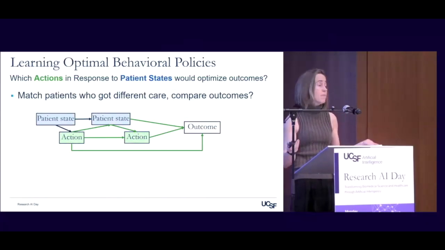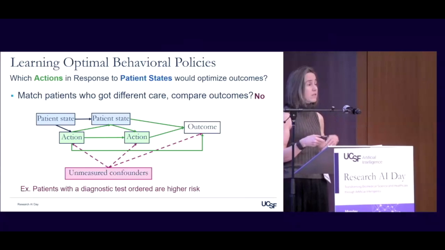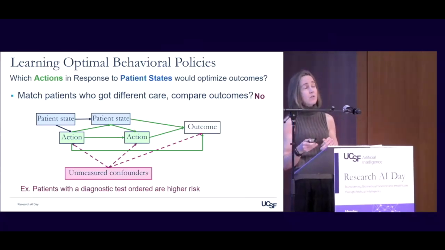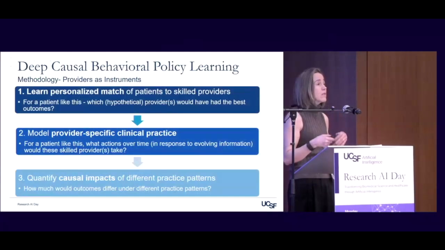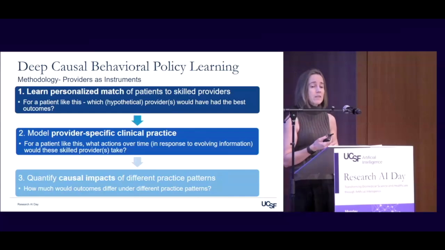So how do we learn about the effects of these behavioral policies? You might think you could do something as simple as just match patients who got different care and compare their outcomes. Actually, it turns out that doesn't work well in a lot of cases. There are simple cases where it does, but a lot of times it doesn't. And the core challenge there is really unmeasured confounding. So in essence, for example, patients who get a diagnostic test may be higher risk in ways we simply didn't record. So this brings us to our approach, which we call deep causal behavioral policy learning.